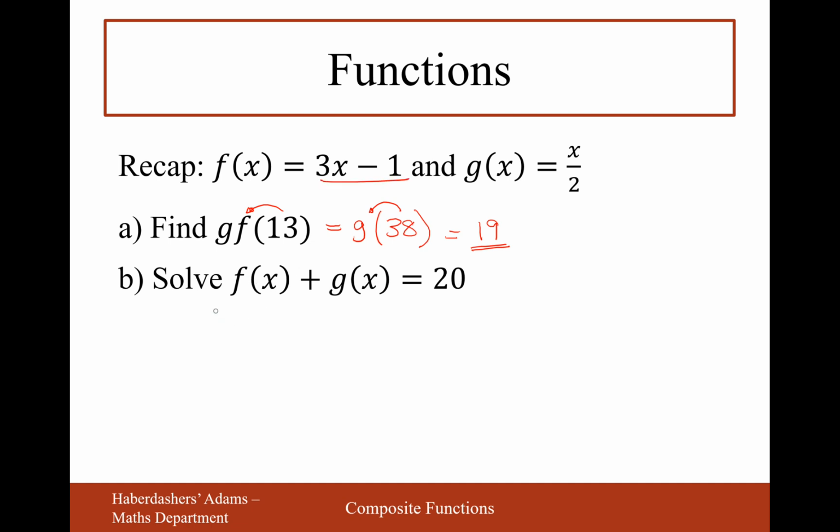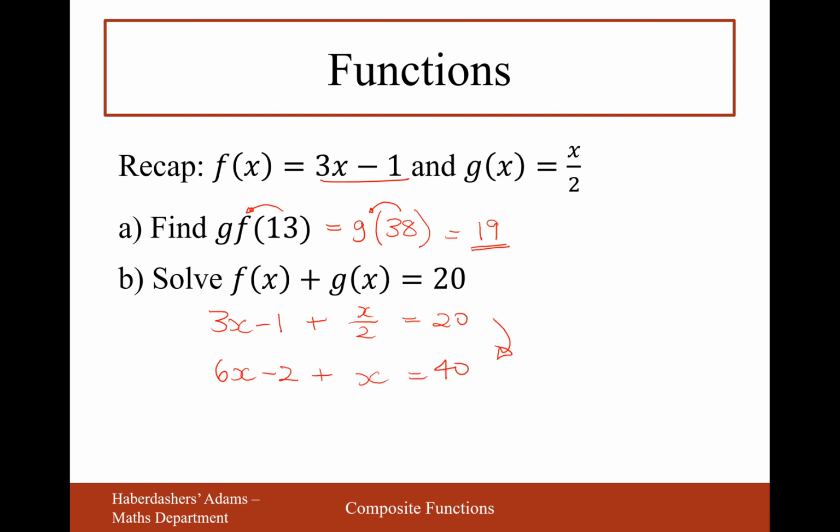And then part B is solve f plus g equals 20. So grab your f function, write that underneath. Grab your g function, write that underneath, and then it equals 20. So one thing we could do first is just times everything by 2, and that will give us 6x minus 2, and then if you've got a half x and you double it, you get x equals 40.